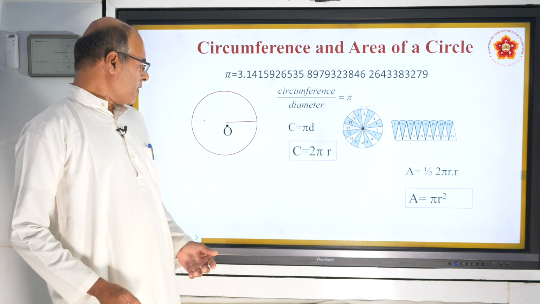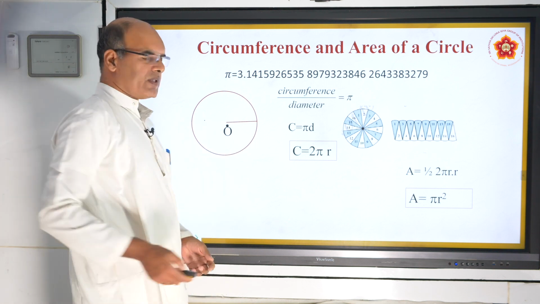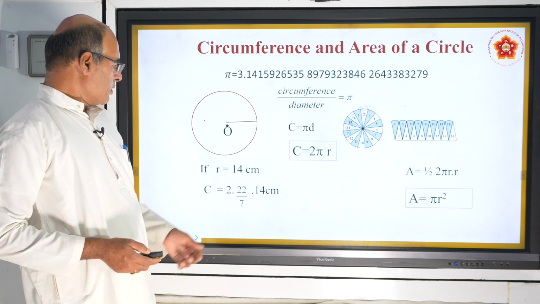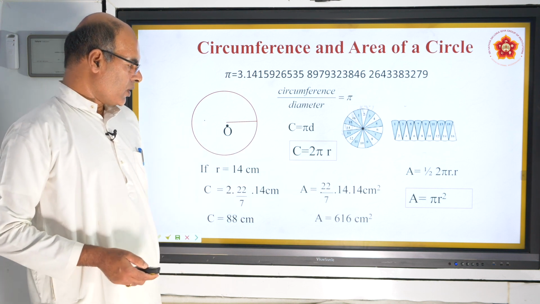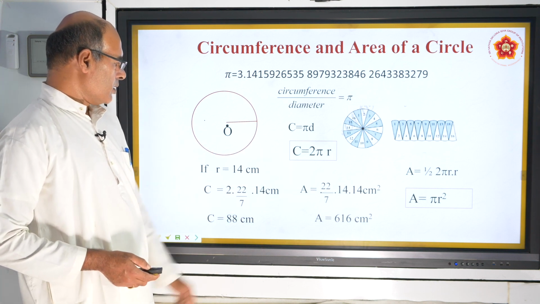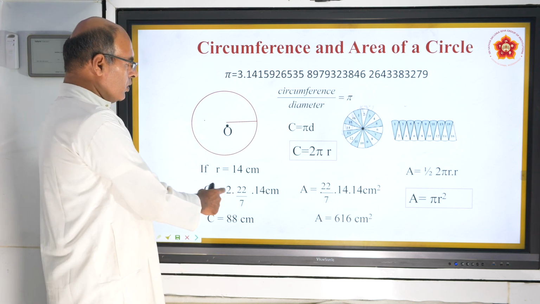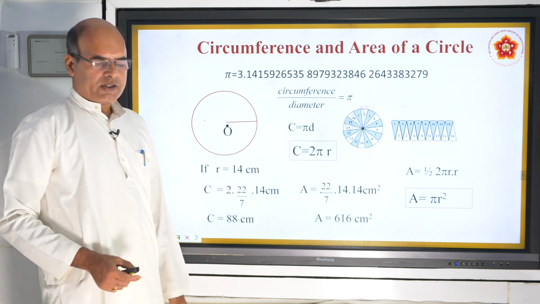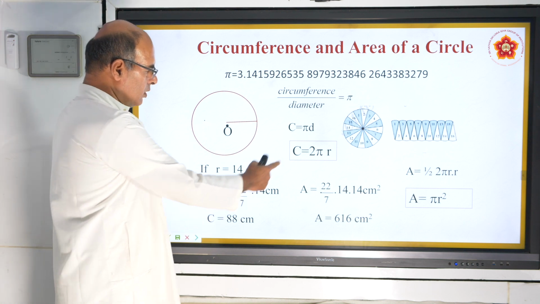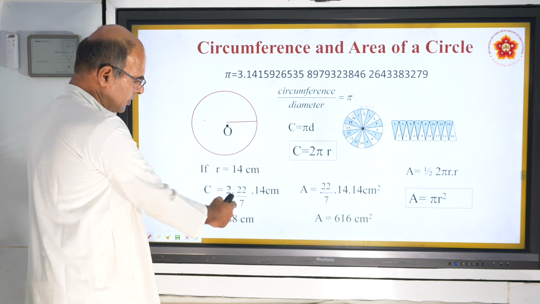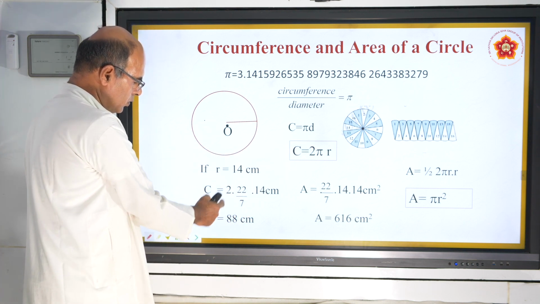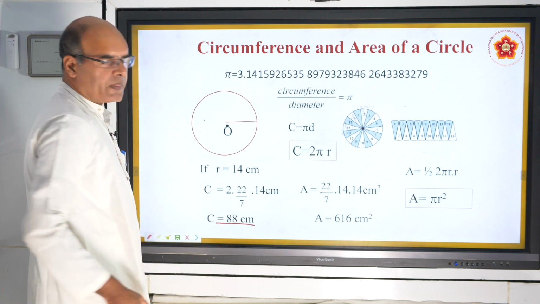Let us look at an example. Suppose the radius of the circle is 14 centimeter. What will be its perimeter and what will be its area? Just substitute in the formula 2 pi r. I am taking the value of pi as 22/7 into r, which is 14. 7 ones are 7, 7 2s are 14, so 2 into 22 into 2 gives 88 centimeter.